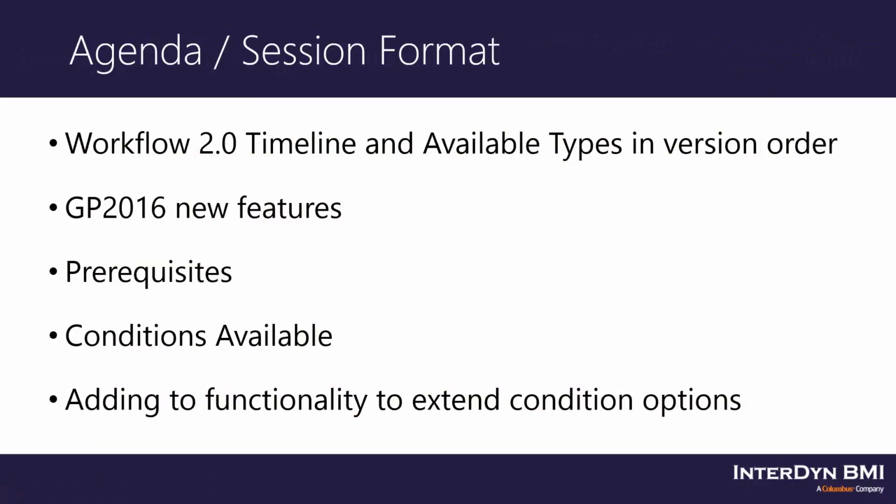So our agenda for today is we're going to take a look at the Workflow 2.0 timeline and the available types in version order. We're going to look at GP 2016 new features on workflows. We're going to talk for a minute about the prerequisites, the conditions that are available, and then adding to functionality to extend those condition options. The most significant takeaway I offer you today is how to expand those conditions available to your workflows. The demo really is relatively short, so the slide deck was designed to give you a tool from which to repeat the demo steps on your own. We're going to begin with a quick look at the reasons creating the need for this functionality in the first place.